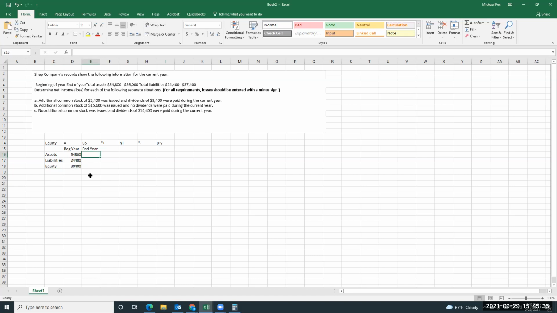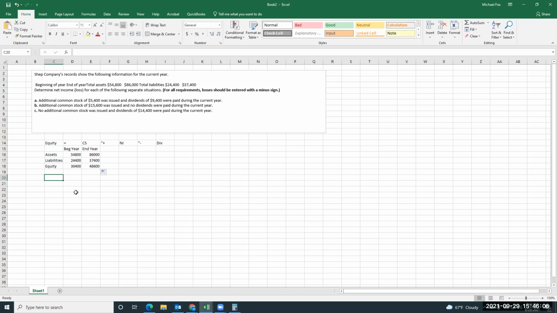We can do the same thing for the end of the year. Assets were 86,000. Liabilities were 37,400. And so my equity was 48,600. That gives me a good starting point, especially since I know that equity equals common stock plus net income minus dividends. So to use these to figure it out, I'll do scenario A first.